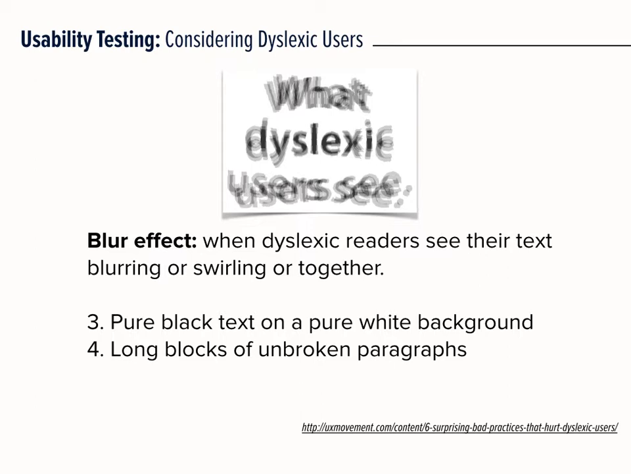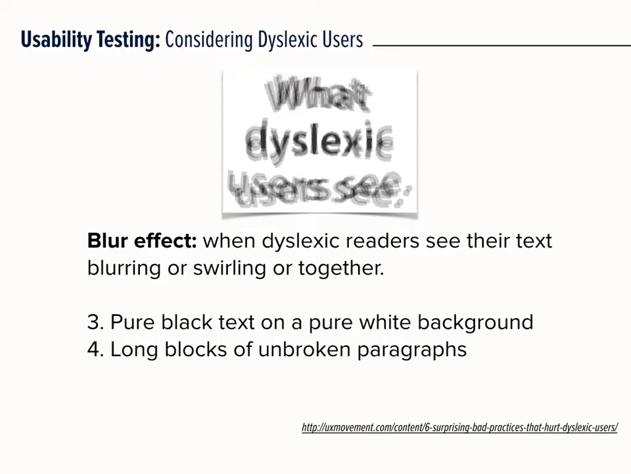The high contrast creates a sensitivity to the brightness. This can cause words to swirl or blur together. To avoid this, use an off-white color for your background, such as light gray or tan. You can also use a dark gray text instead of pure black to cut the glare even more.